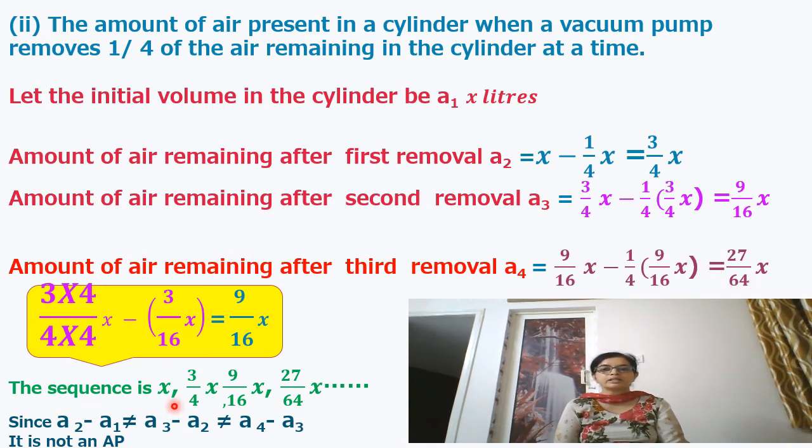Now write the sequence. The first term is x, as you already know that we assume that the initial volume of air in the cylinder is x liters. The second term is A2, which we got as 3 upon 4x. The third term we got 9 upon 16x. And the fourth term we got 27 upon 64x. As you can see that A2 minus A1 is not equal to A3 minus A2. What means that the common difference is not the same.